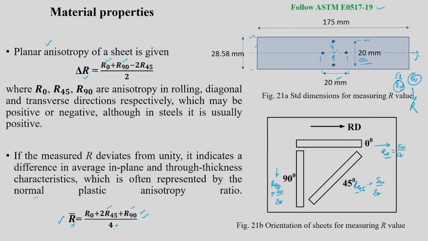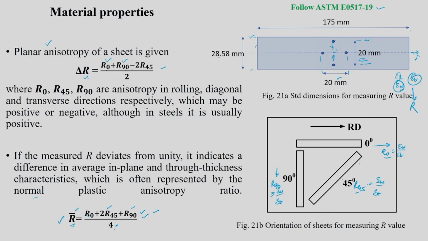Again, one has to be very, very careful in using this formula for different sets of rolling directions. This is valid only for 0, 45, 90 degree rolling directions. So one has to look into it. So now, given a sheet, you can get the R value, and then you can get R bar, and then you can get delta R. What is the use of this R bar, delta R, all those things we will see in the next lecture.